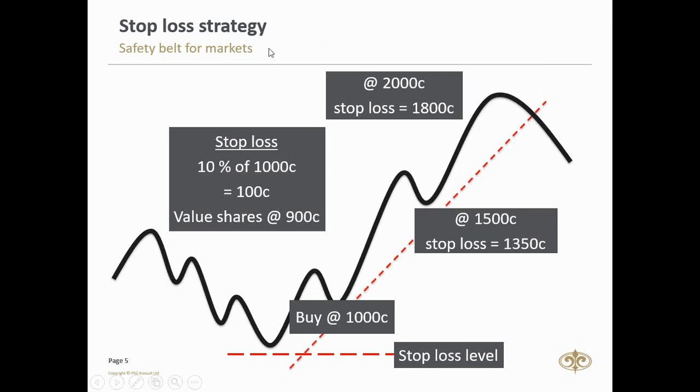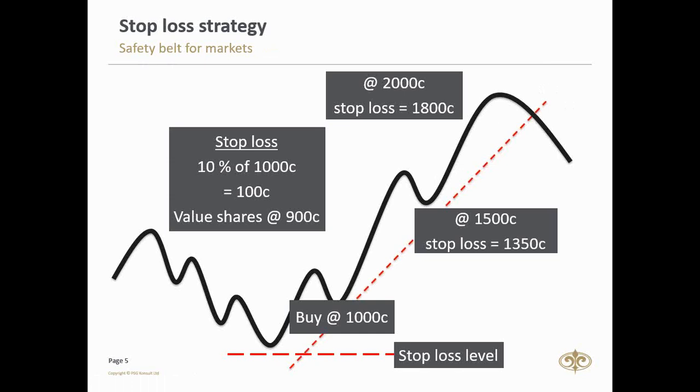So again, remember, it's your safety belt in the market. You've done your fundamentals, done your technicals, just in case that doesn't work. This is what's going to protect you. So it's up to you to decide if you want to have this in a long-term portfolio. I suggest rather use this in a trading equity portfolio. If you're going to be buying and selling, then use it, fine. You want to lock in your profits and let your profits run.